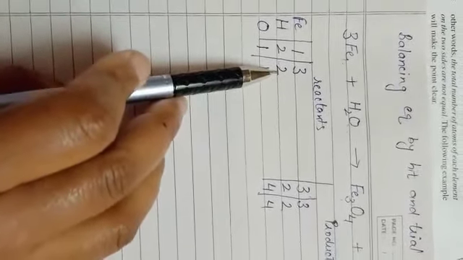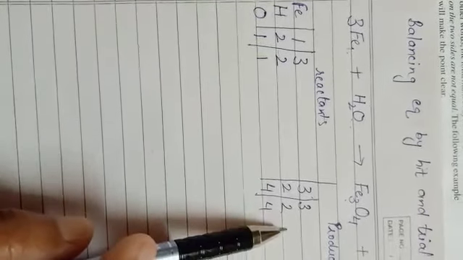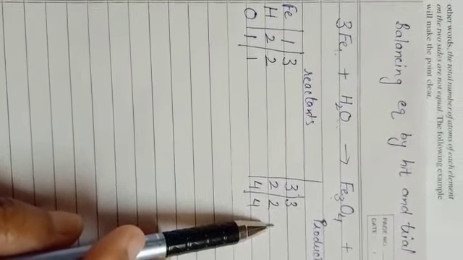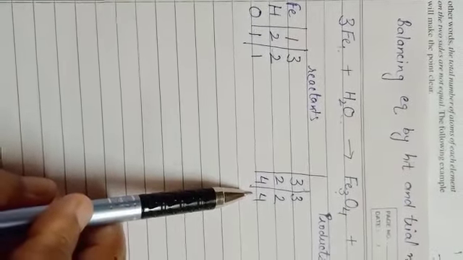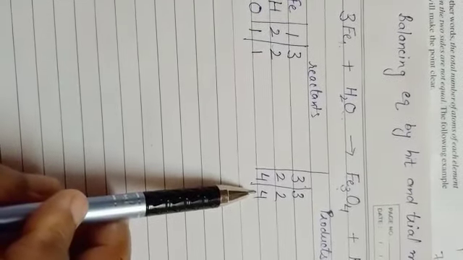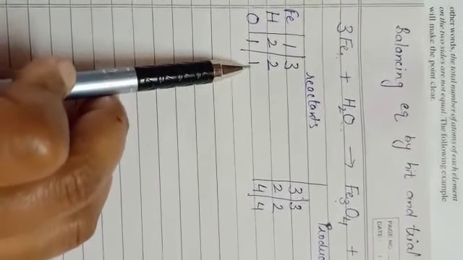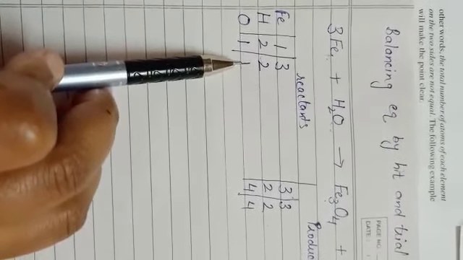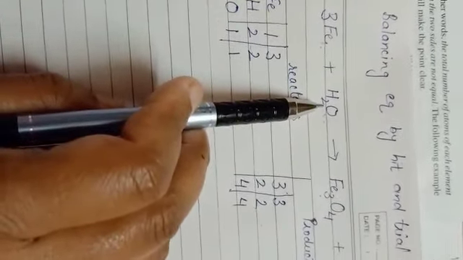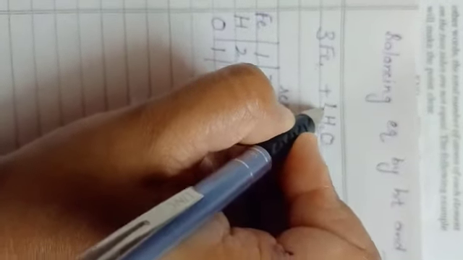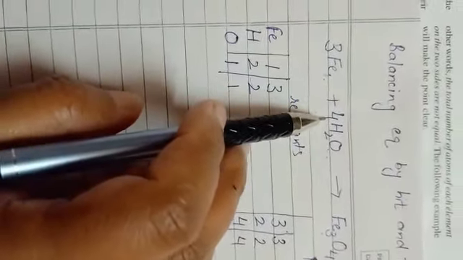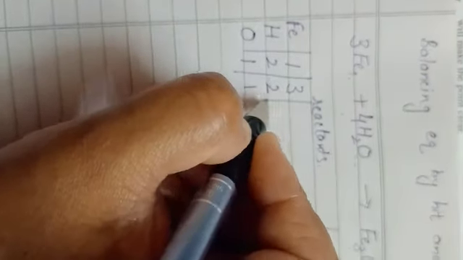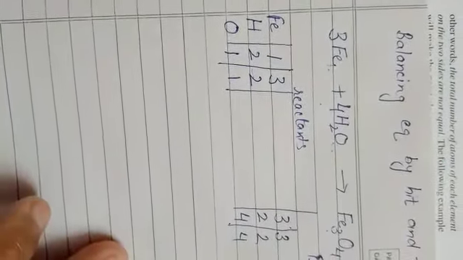Hydrogen, on reactant side there are 2 atoms of hydrogen, and on product side also there are 2 atoms of hydrogen. So next we have to balance number of atoms of oxygen. So now it is clear that we have to make 4 oxygen atoms on reactant side. So here how can we balance? We have to multiply this by 4. So now after using this coefficient, we'll write the number of atoms of each element.